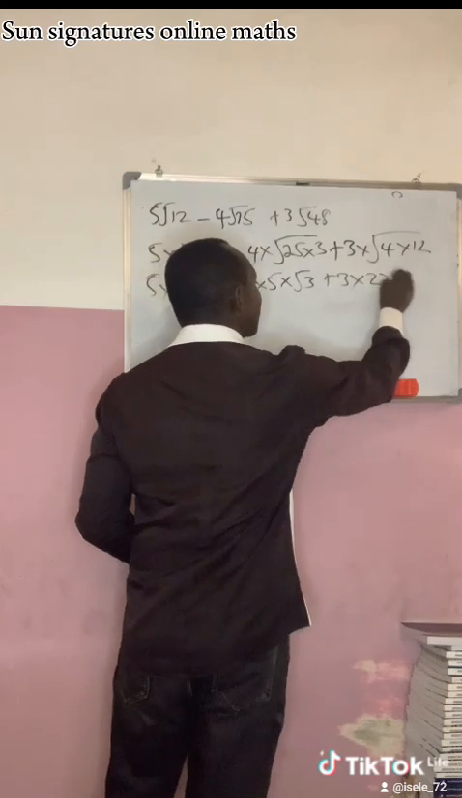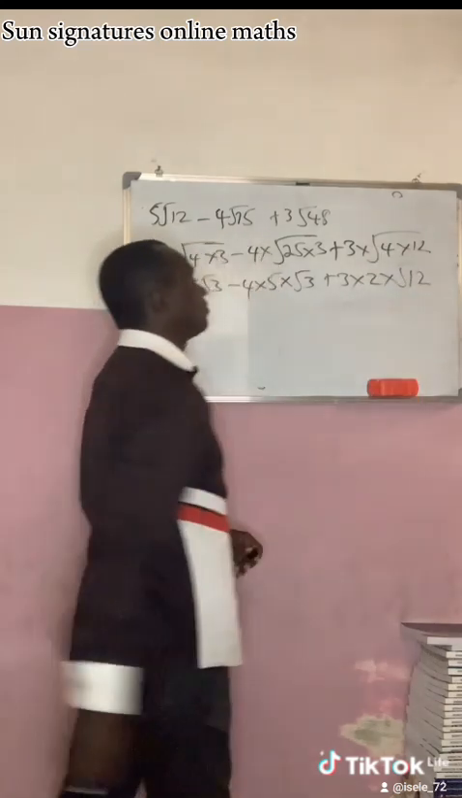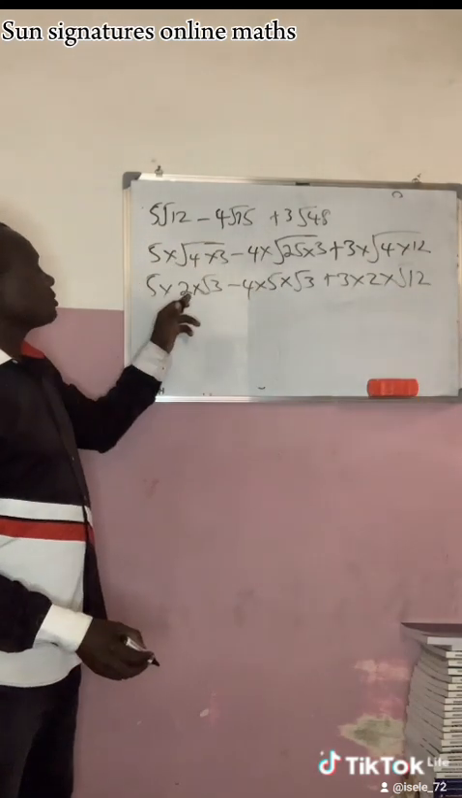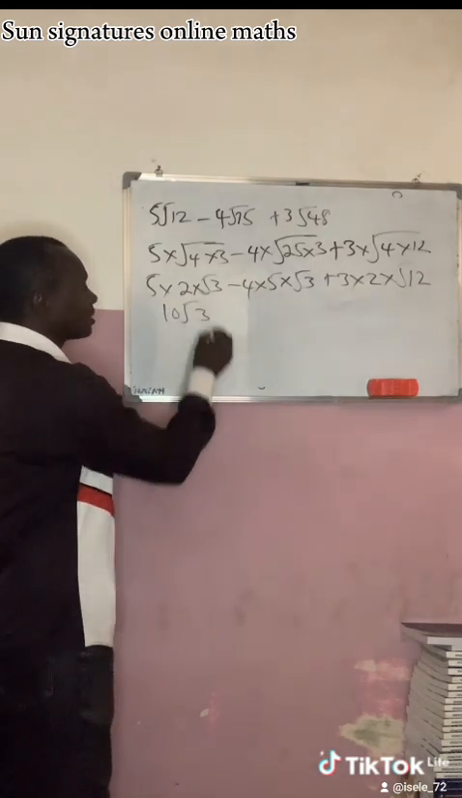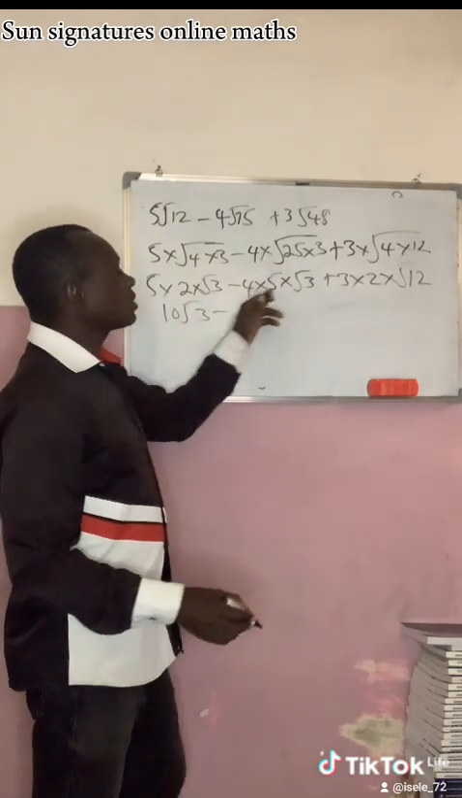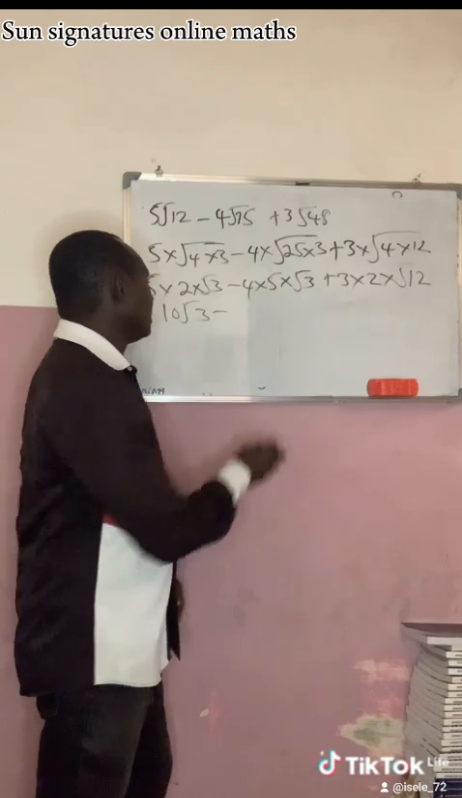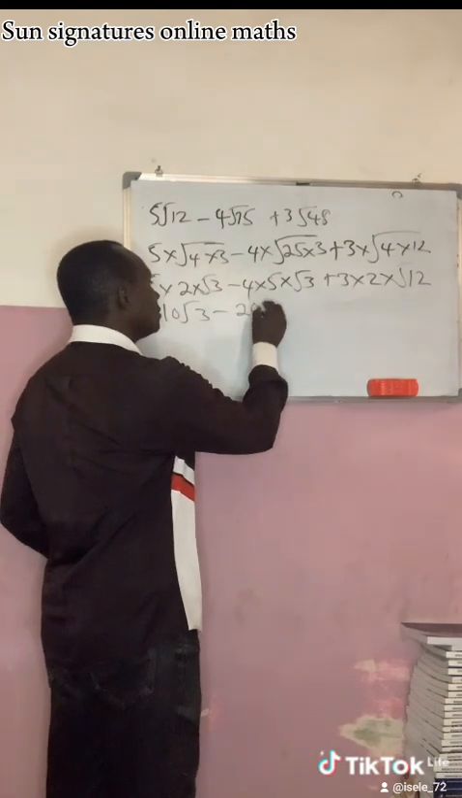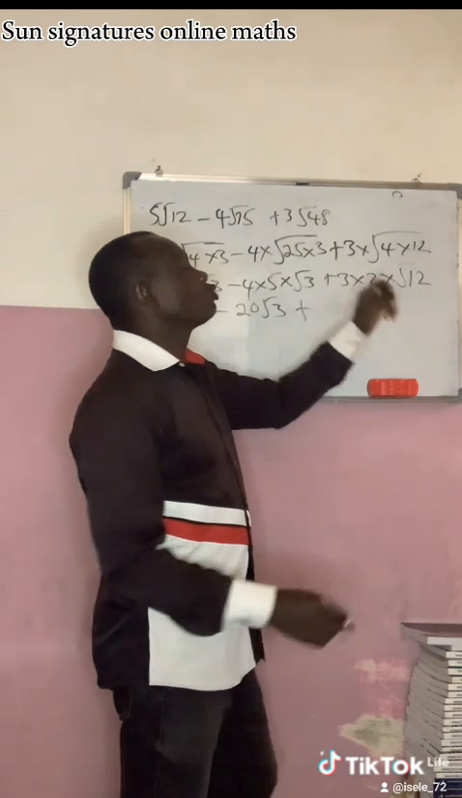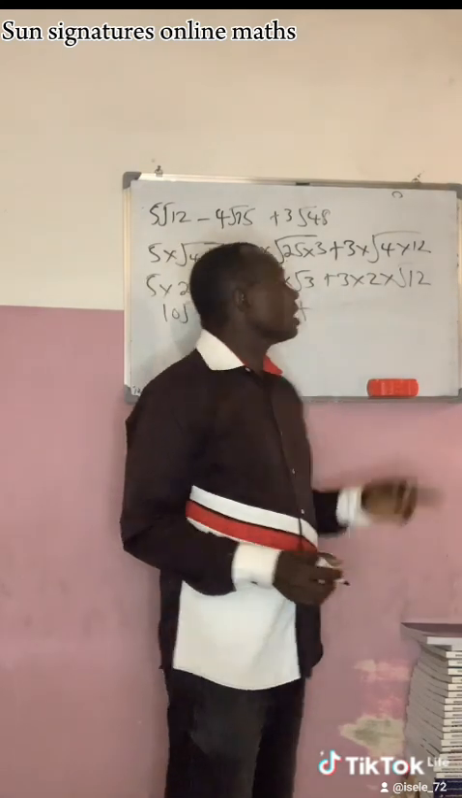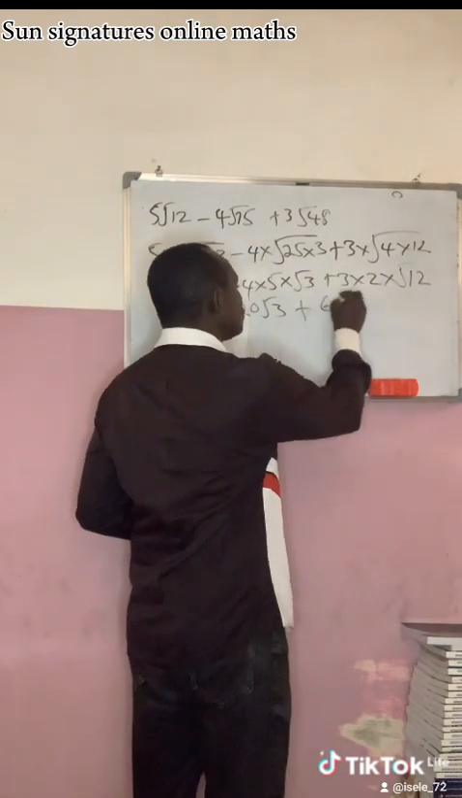2 times the square root of 12. Now 5 times 2 is what? 10. We can write 10 the square root of 3, minus 4 times 5 is what? 20. So we have 20 the square root of 3, plus 3 times 2 is what? 6, of course. 6 plus 6, the square root of 12.